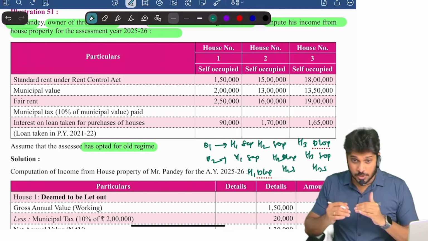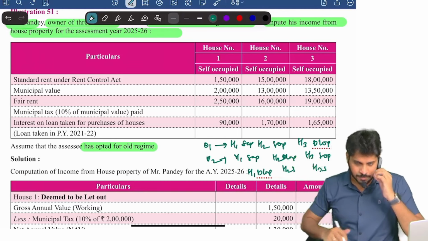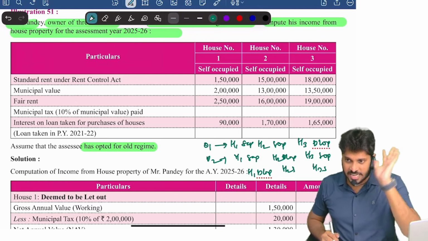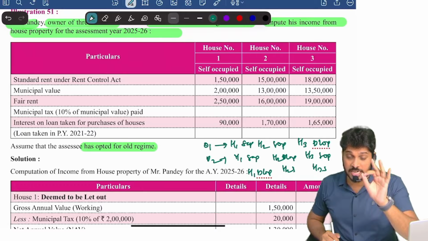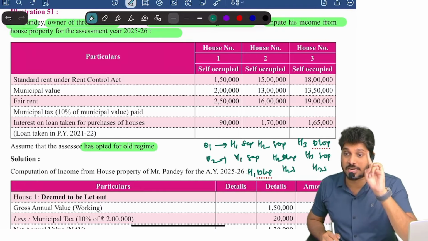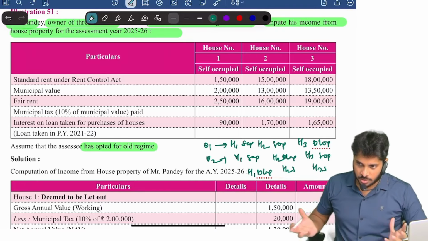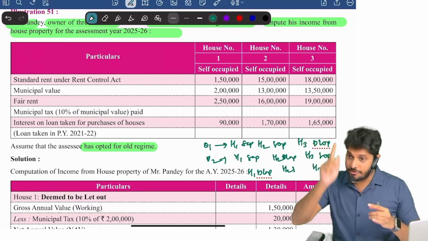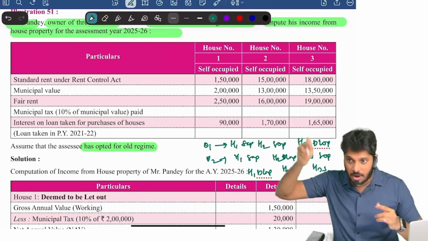Remember, I assume that it is a let out, deemed let out. For a deemed let out property, gross annual value is nothing but fair rent, nothing but expected rent. Sorry, not even fair rent. Step 1, expected rent. Expected rent is what? GAV. Expected rent means what? Fair rent or municipal value, whichever is higher, maximum of standard rent.